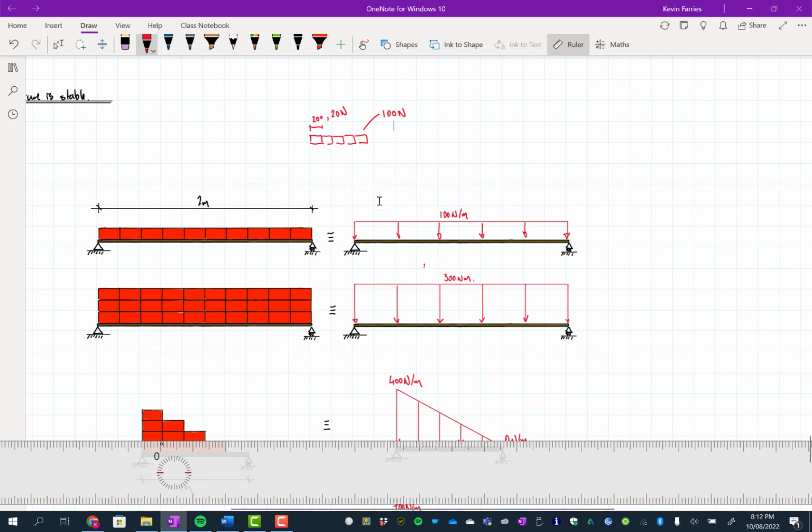And so the equivalent line load, so that was one way of drawing a line load. Let me just say this before I go on. Another way of drawing a line load is to draw a straight line across the top and then just draw some little arrows down every now and then. And that's just another way of drawing a line load. Let's go back to the bricks.